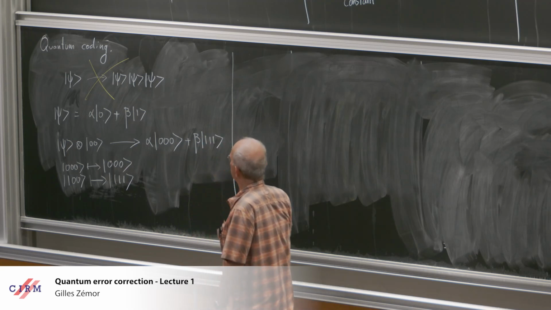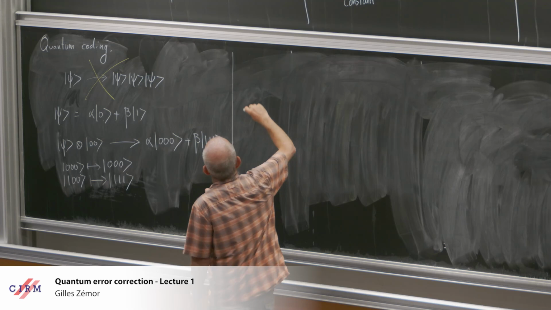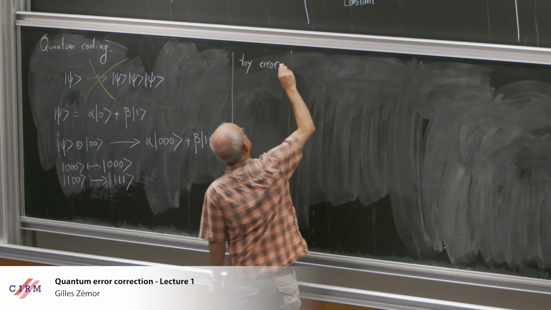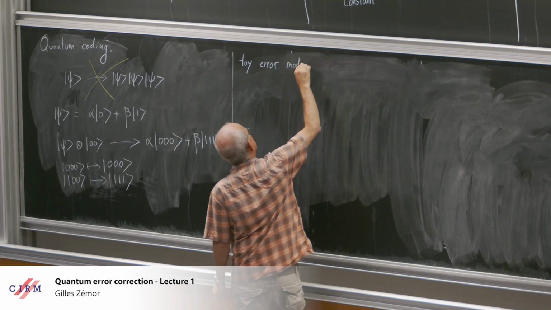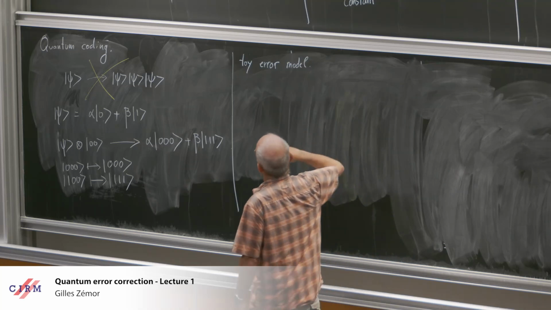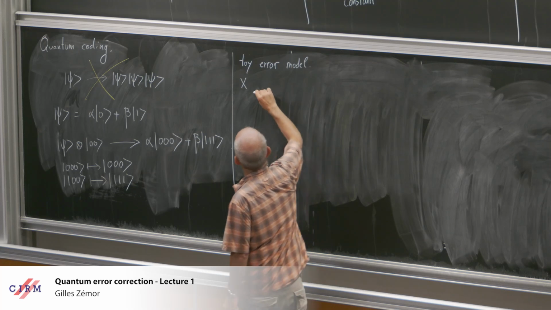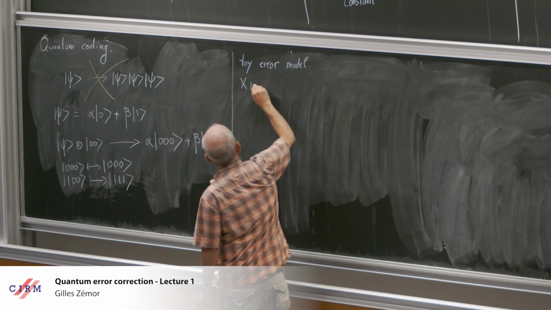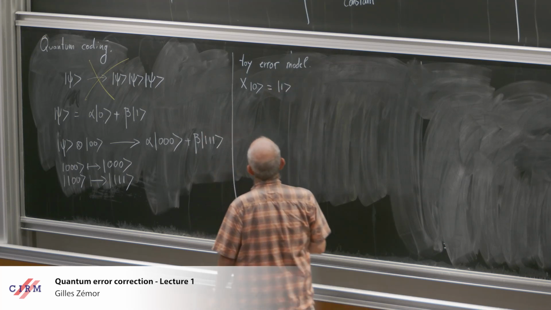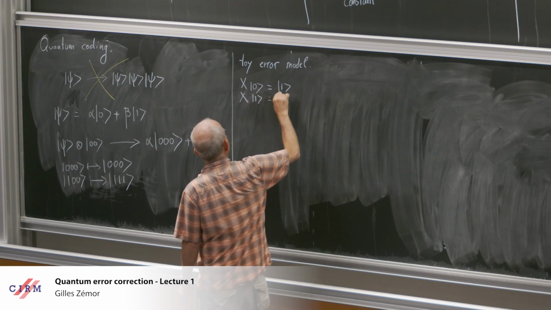And what can you do with this code? Suppose we have this toy error model. Suppose we have X errors. So let me remind you that Pauli operator X, all it does is change the 0 basis state to 1 and the 1 state to 0.